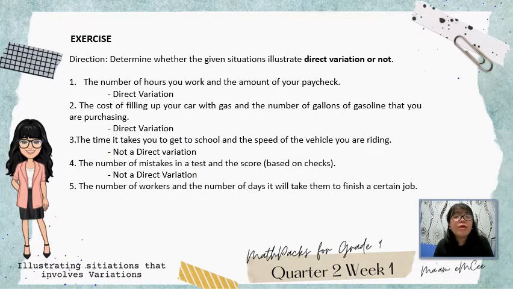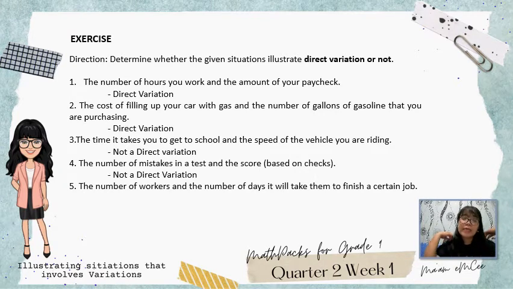Next, the number of workers and the number of days it will take them to finish a certain job. So do you think this is a situation that illustrates direct variation? What will happen if the number of workers is increasing? If there are more workers, what happens to the number of days it will take them to finish a certain job? As the number of workers increases, the number of days it will take them to finish a certain job decreases. Of course, more workers, less work time. So it finishes faster. Okay?